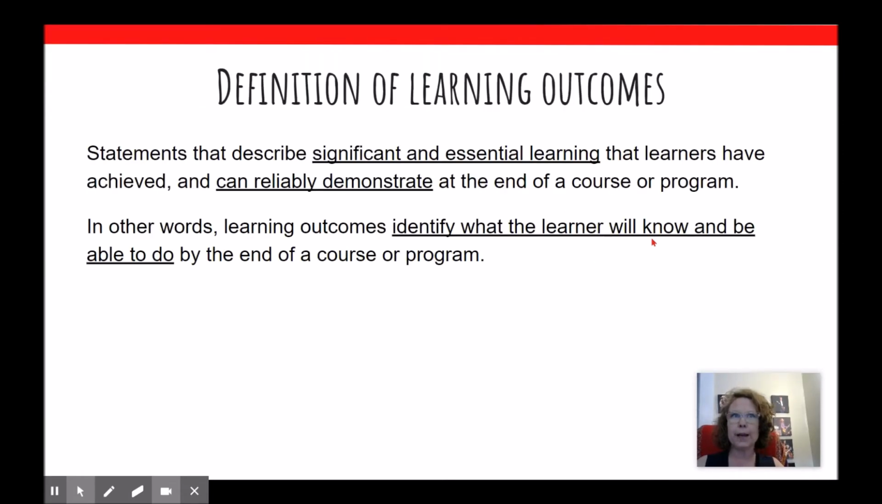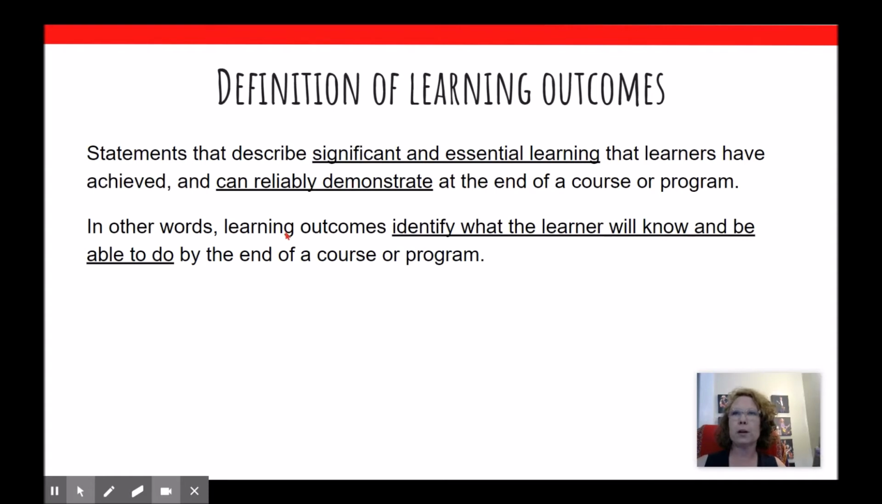Definition of a learning outcome. This is a specific statement that describes the significant and essential learning that learners will have to achieve within the context of your lesson, and it can be reliably demonstrated at the end of the course or program. So remember, we were talking about how your learning outcomes must be accessible within the context of your specific lesson. Here's where that comes in. So it's your significant and essential learning, and it can be reliably demonstrated, which means it can be assessed.